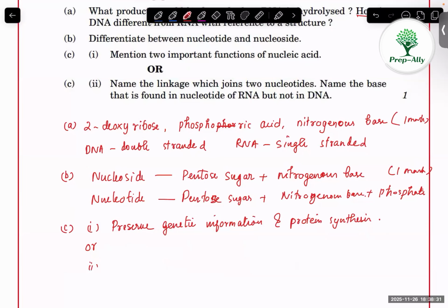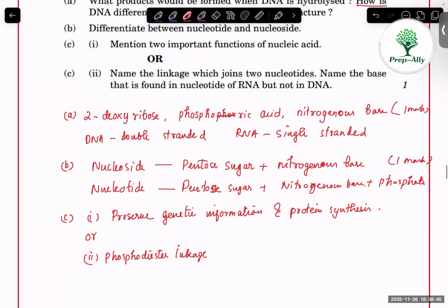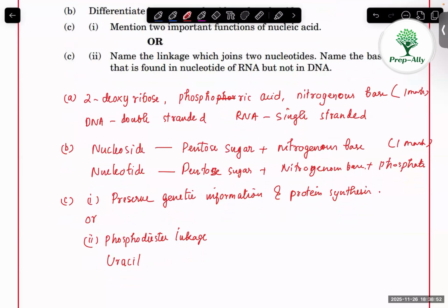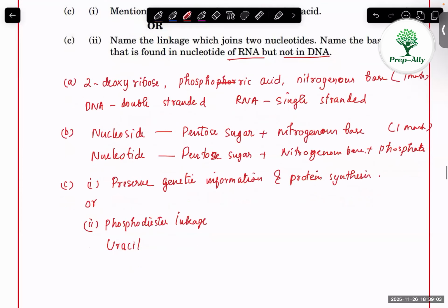OR part, if you look at the second one, what is the linkage which joins two nucleotides? We have already discussed, which is phosphodiester linkage. Okay. Nucleotide in RNA and DNA, only difference is uracil, which is present in RNA. And in DNA, you don't have uracil, but you have thymine. Okay. Nucleotide of RNA, but not in DNA. That is the question. If the question was in DNA, not in RNA, then the answer will be thymine. So that is the answer there.